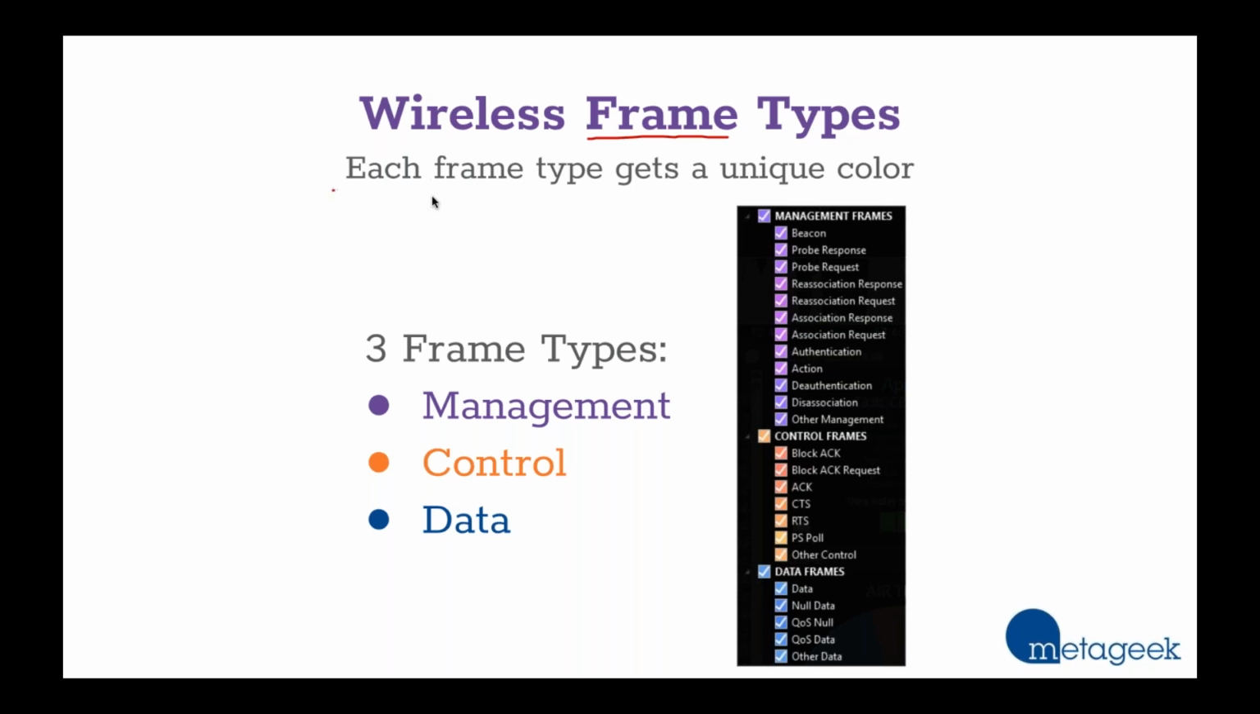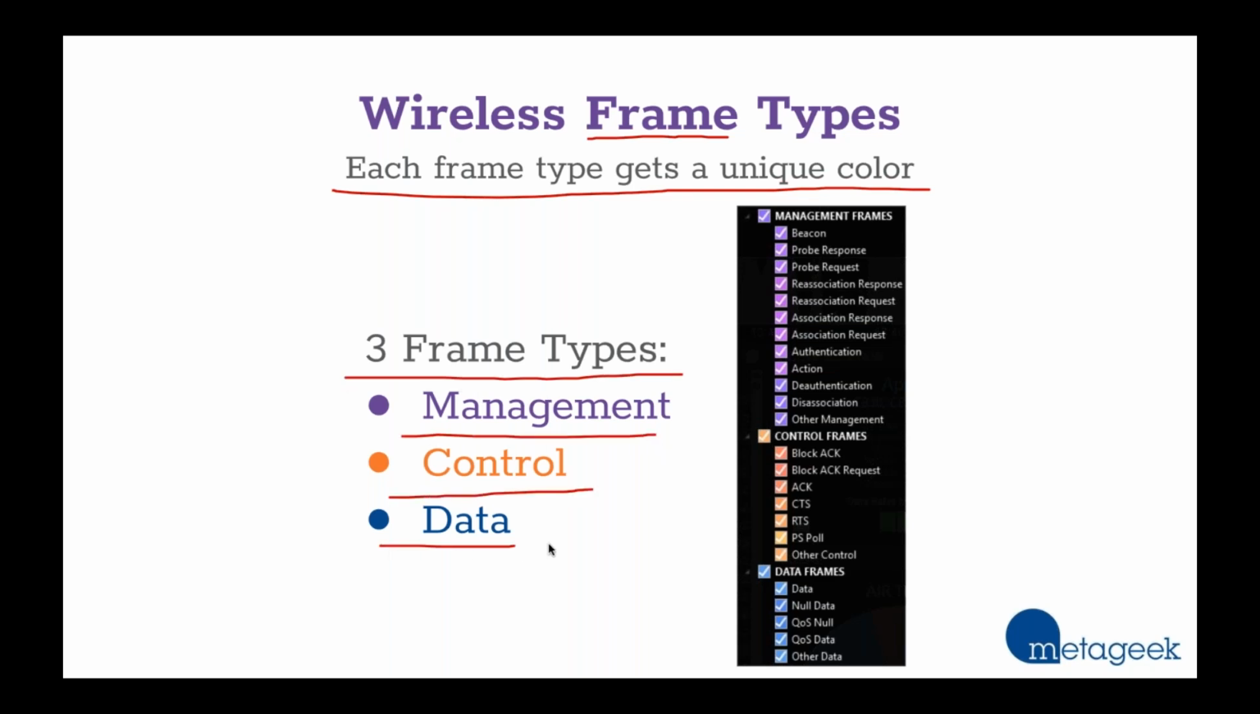Now, in IPA, each frame gets a unique color, which is really nice because it's very easy to tell what type of frame we're looking at just by color. So I'm going to color code everything from here on out. Now, the three main frame types are management frames, control frames, and data frames.